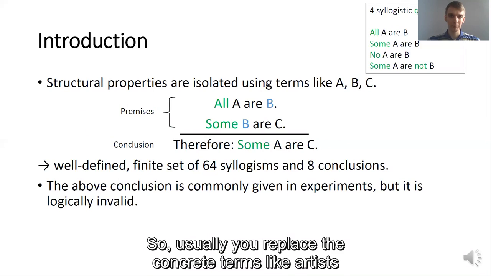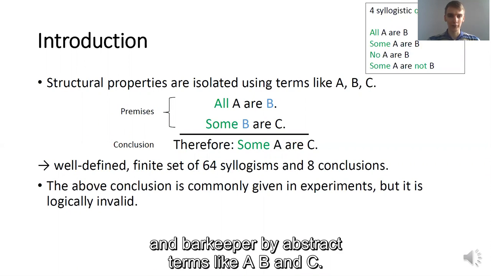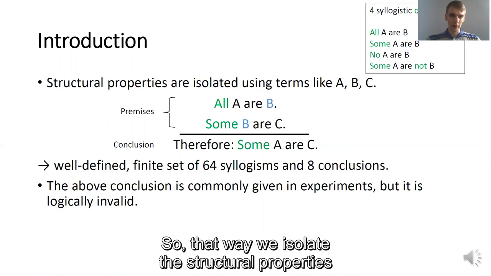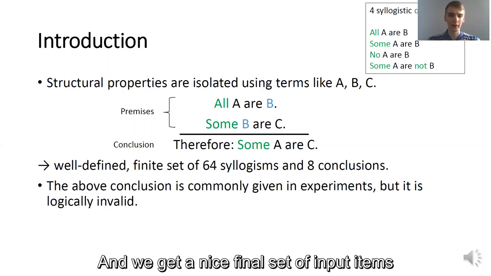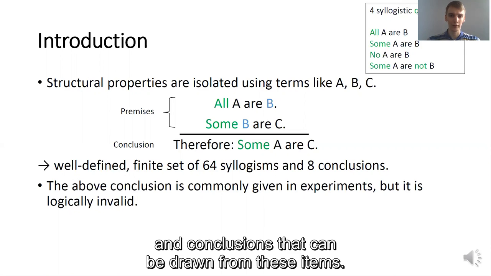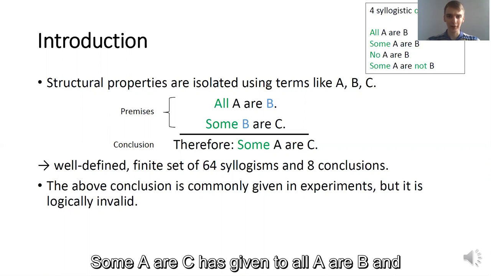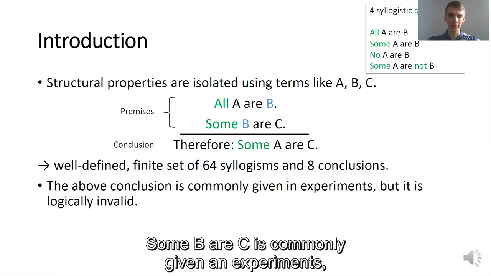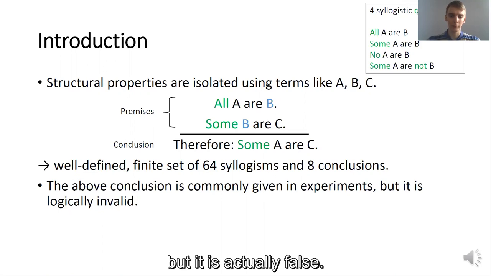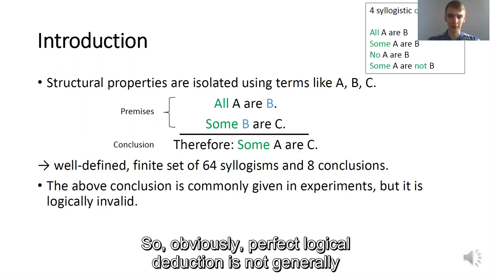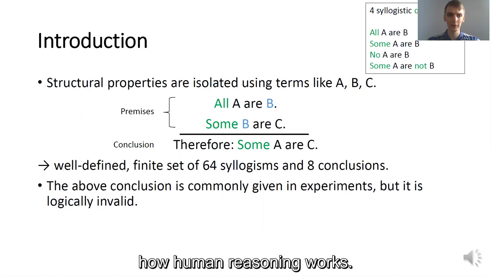Usually you replace the concrete terms like artist and barkeeper by abstract terms like A, B, and C. That way we isolate the structural properties of the syllogism, and we get a nice finite set of input items and conclusions that can be drawn from these items. Now, the conclusion given in this example, some A are C, given all A are B and some B are C, is commonly given in experiments, but it is actually false. So obviously, perfect logical deduction is not generally how human reasoning works.